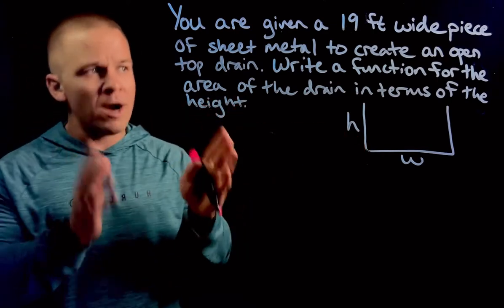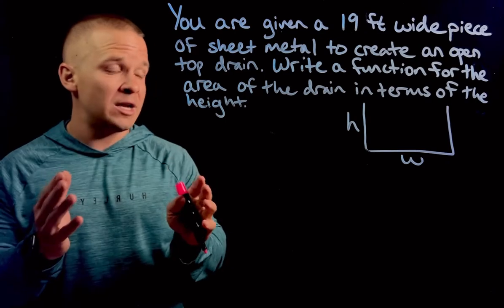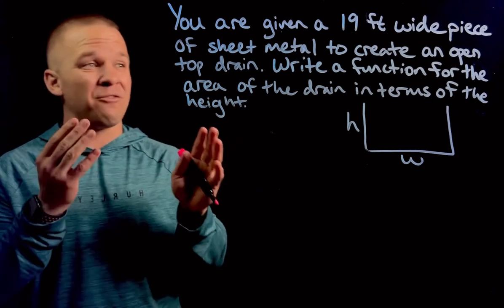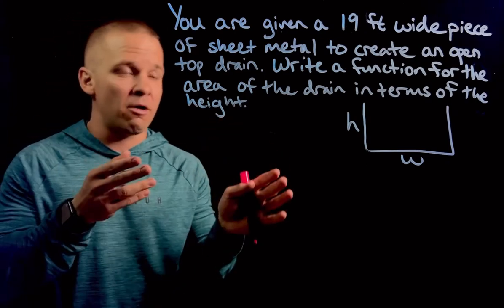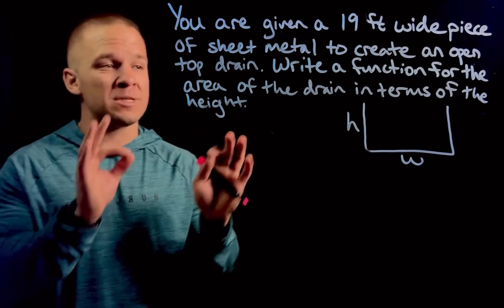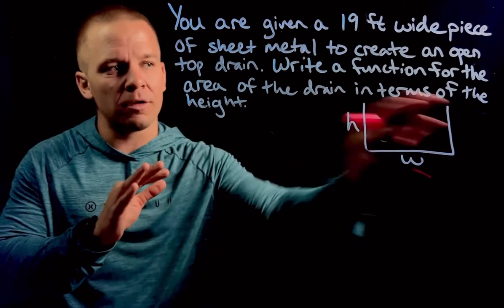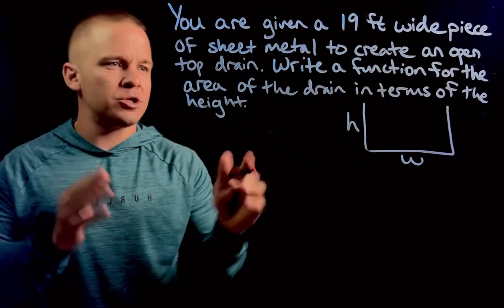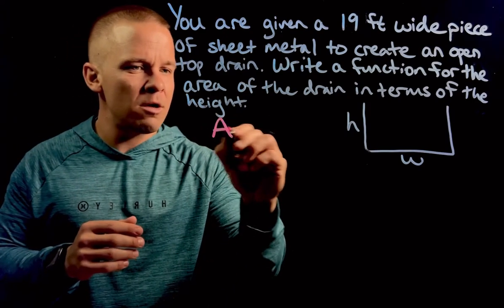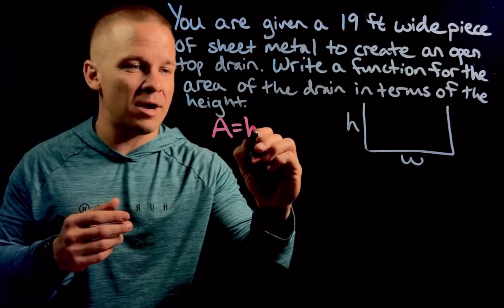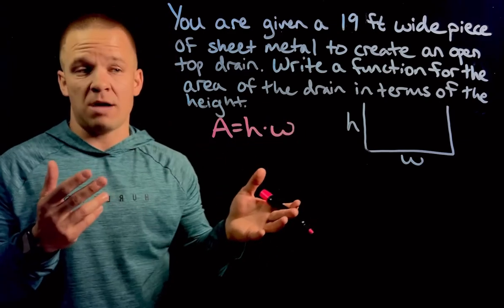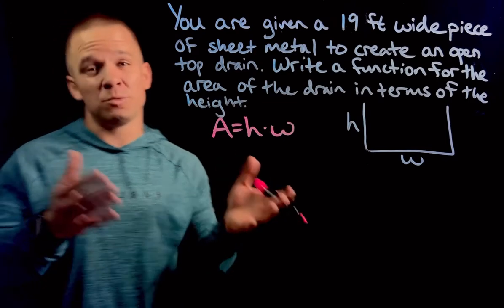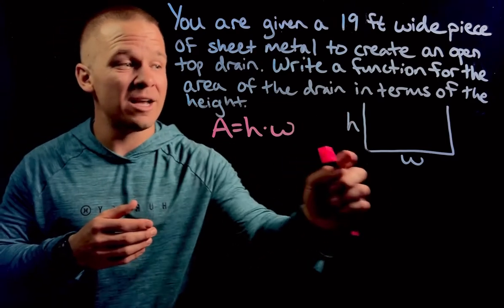Write a function for the area of the drain in terms of the height. So we're writing a function for the cross-sectional area of the drain, but only in terms of the height. Well, this is a rectangle, right? If we were to close that off, it's open, let that water in. In other words, our cross-sectional area would just be area equals my 2 dimensions multiplied together, H times W. Length times width, base times height. In this case, height times width.